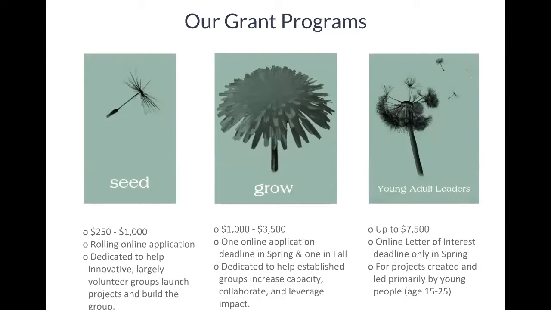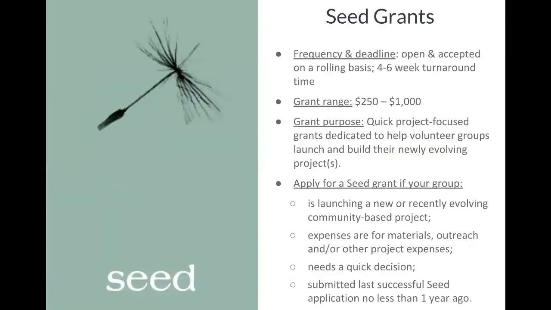This is a brief overview or synopsis of our main grants programs, and these are the 3 that we'll be digging into further today. We've got our Seed Grant, our Grow Grant, and our Young Leaders grants. So first off is our Seed Grant. The frequency and deadline of this is open and accepted on a rolling basis. With that, it has one of the quickest turnaround times for our grant programs, about 4 to 6 weeks.